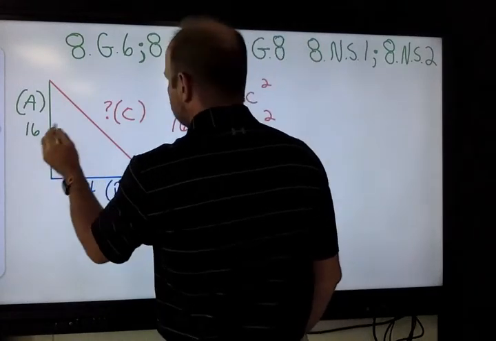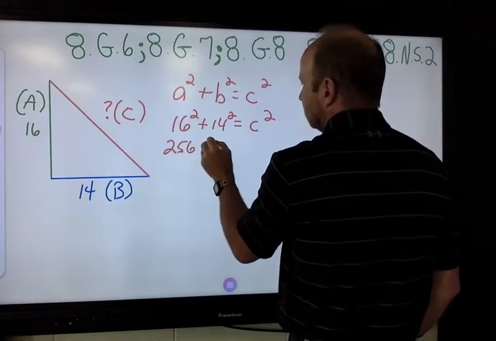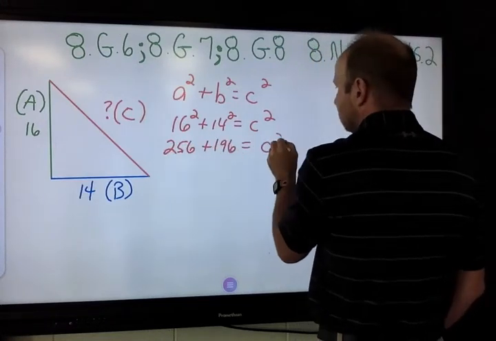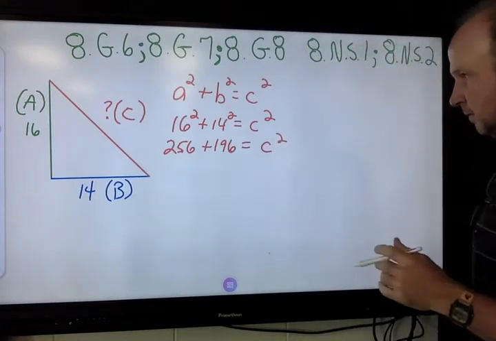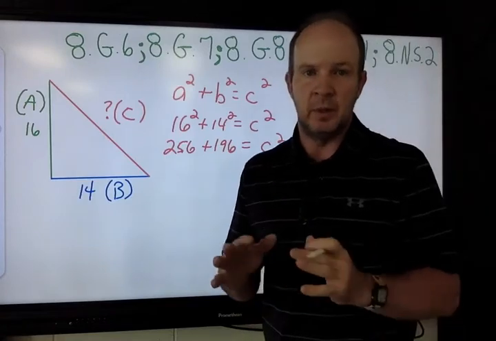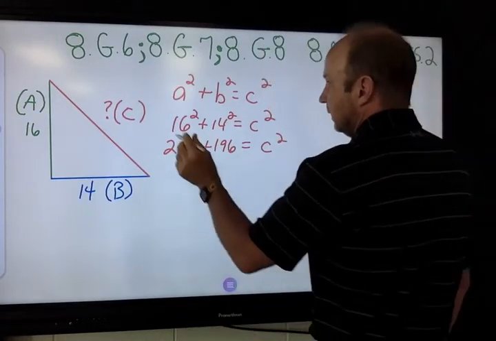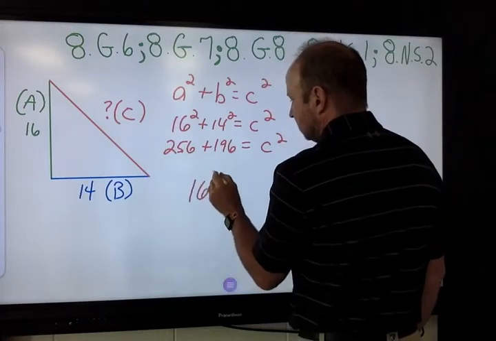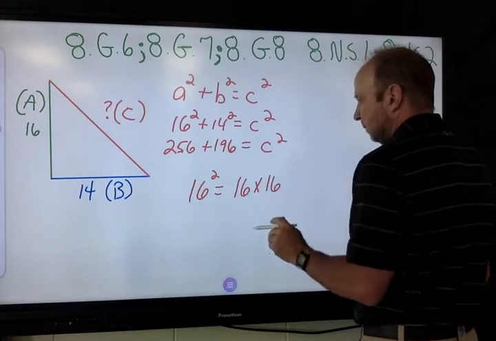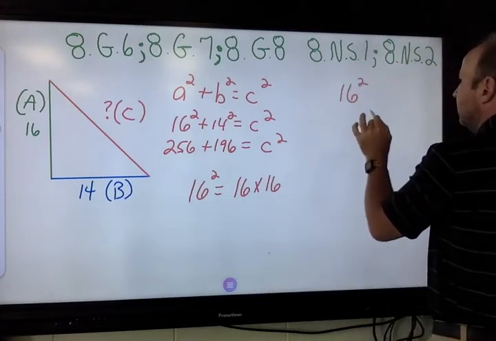Then I know this is 256, 196, and equals c squared, which has an outcome. But our focus today is just understanding how to get our squares faster and more effectively. So we're going to look at 16 squared. So I know 16 squared is 16 times 16. But there's a method we follow with this called meshing.